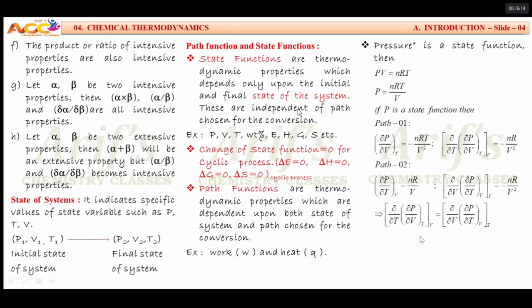Let's go. Isochoric process means constant volume.